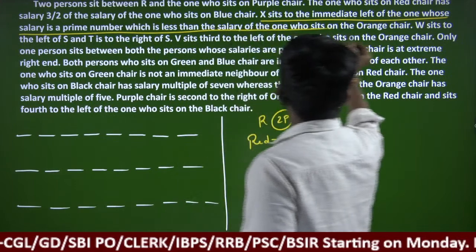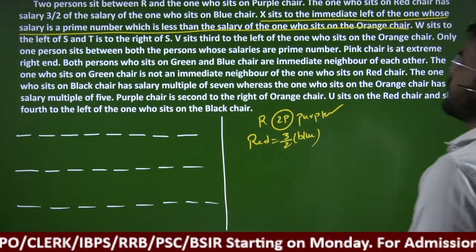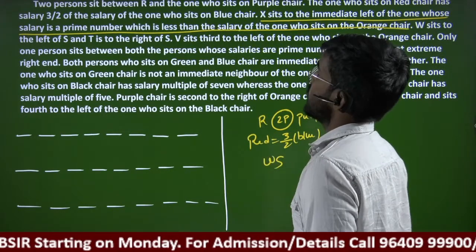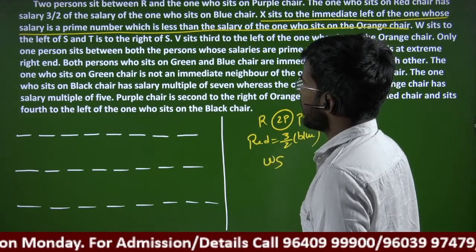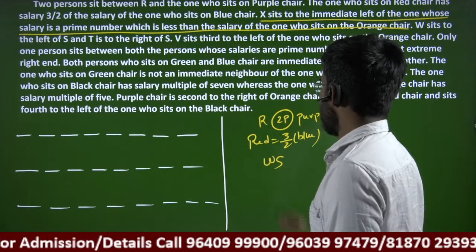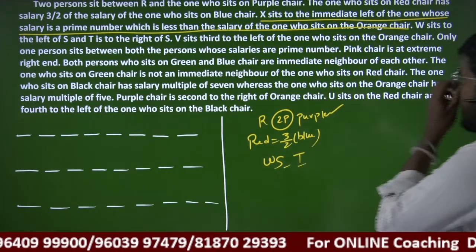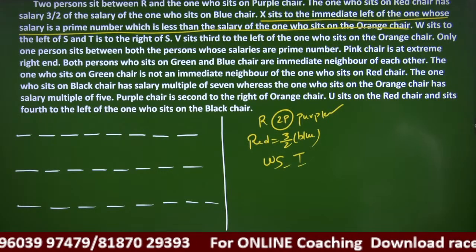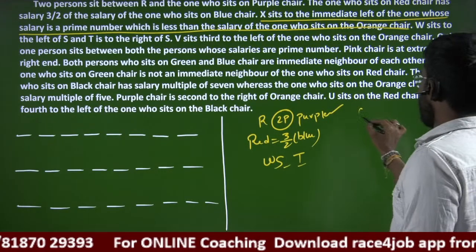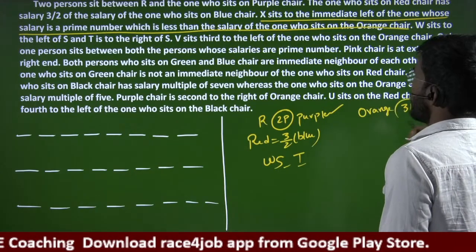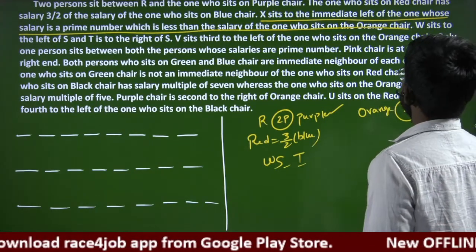Next, W sits immediate left of S. W is at the immediate left of S. And T sits to the right of S. T is at the right of S, maybe anywhere. V sits third to the left of the one who sits on the orange chair. So V is at the third left of the orange chair.